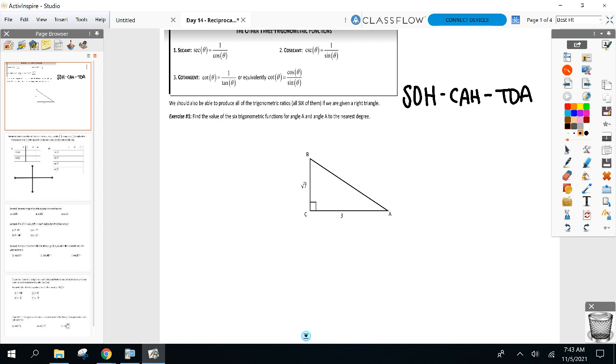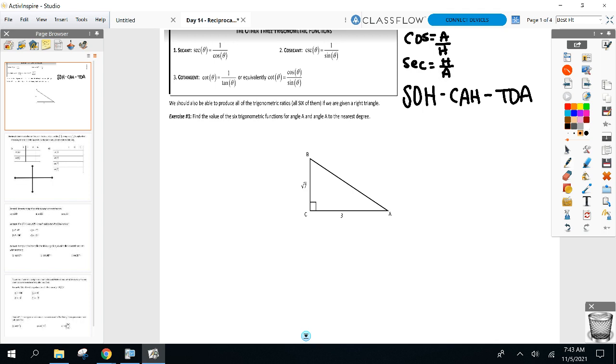S-E-C-A-N-T. Secant, abbreviated S-E-C. How do you find it? You take cosine and you flip it. Think about this: if cosine is adjacent over hypotenuse, how are you going to find this new one, secant? It's the reciprocal. I'm going to flip it. Now I'm going to do what over what? Hypotenuse over adjacent.